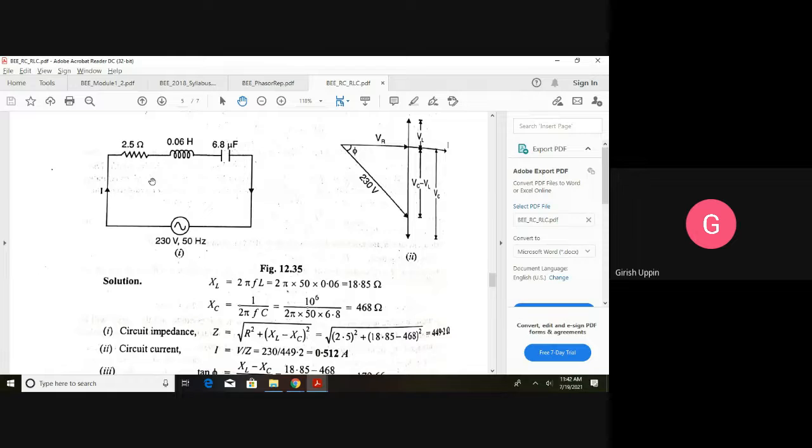Now you know the R, you know XL, you know XC. So the formula for impedance is this. And if you substitute the values, you get the impedance as 449.2.